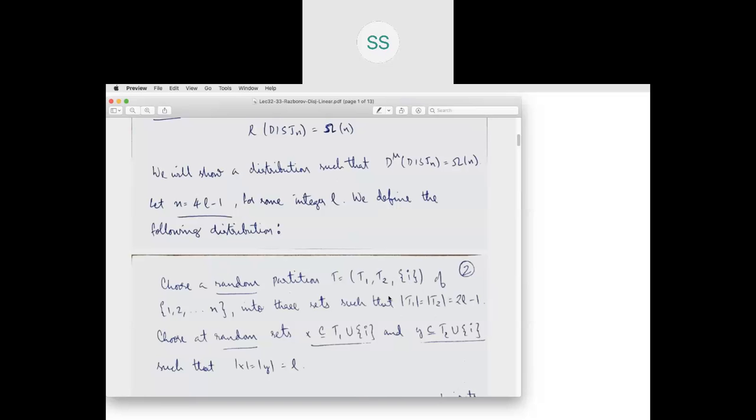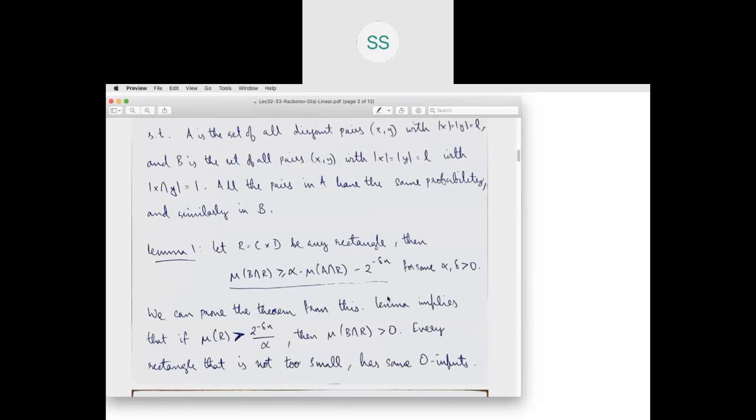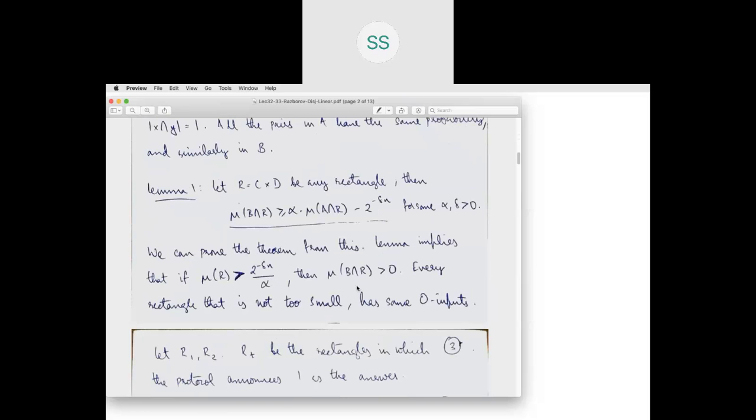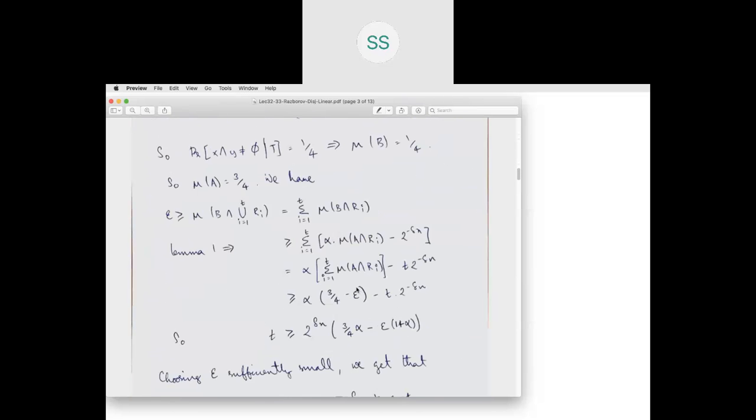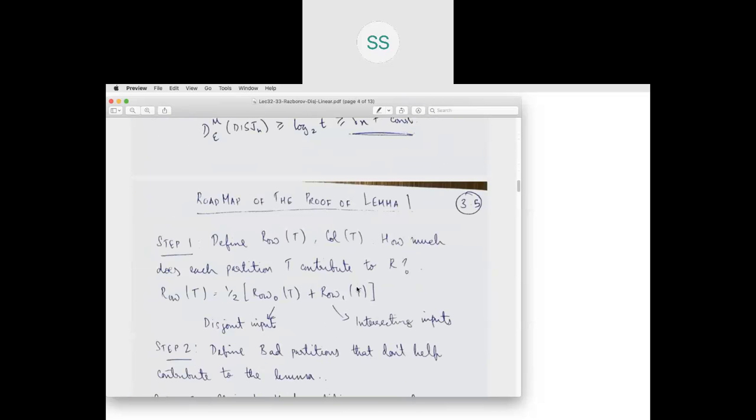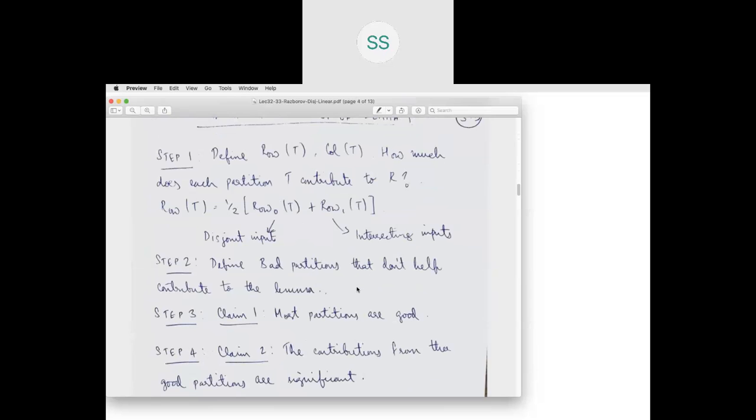That's fine. And we first had this corruption bound argument, this lemma, and using this we proved the theorem, and then we proved lemma one. The roadmap of lemma one was as follows. We first defined these parameters called row t, column t, etc. And these indicate how much each partition contributes to the rectangle, meaning how much weight, how much measure the partition T brings to this rectangle.